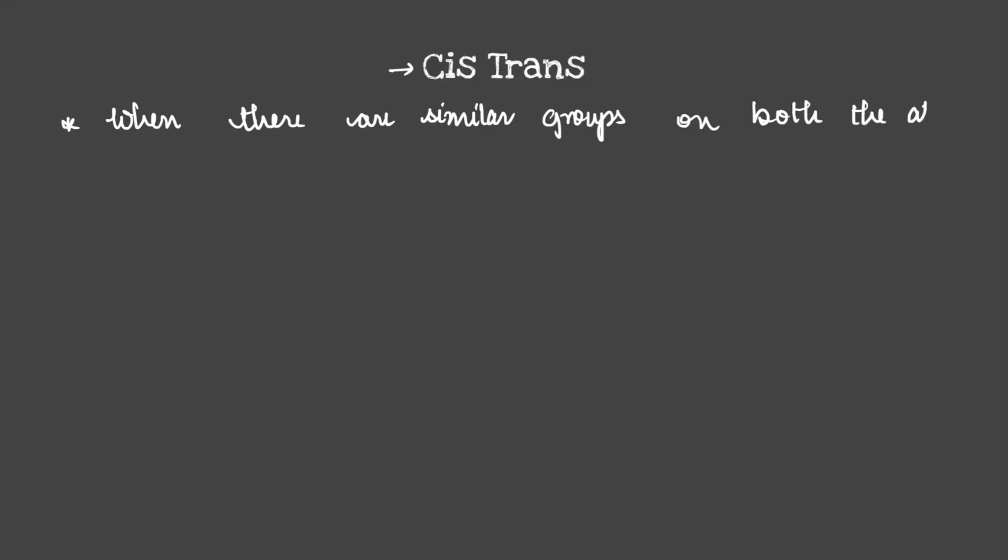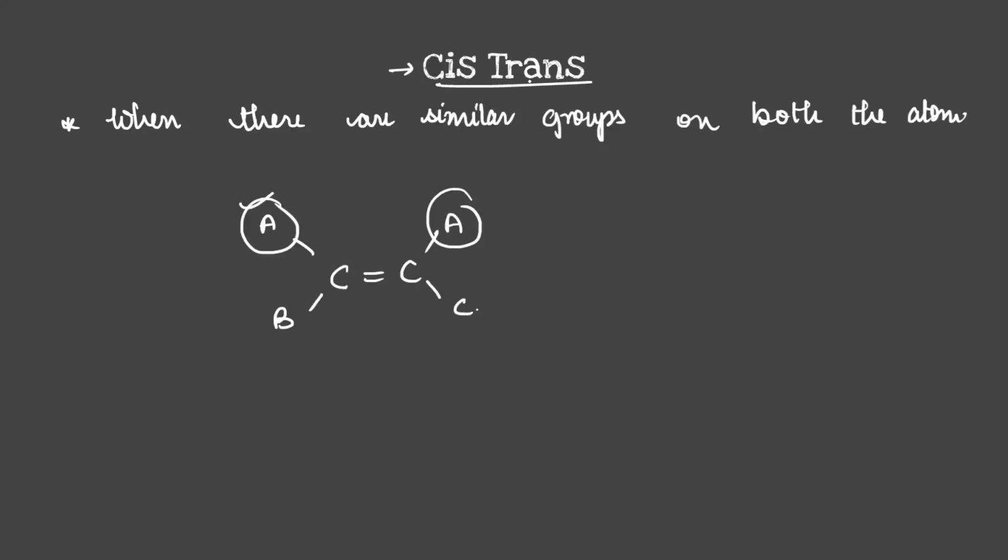Now, when there are similar groups on both the atoms in a restricted site, so if I have A here, B here, and I have an A here and a C here, in such a scenario where I have the same group on both the carbons, in such a case we use cis-trans type of nomenclature.